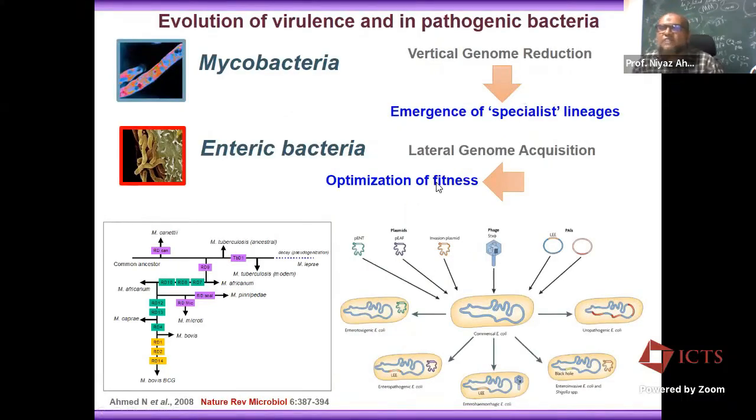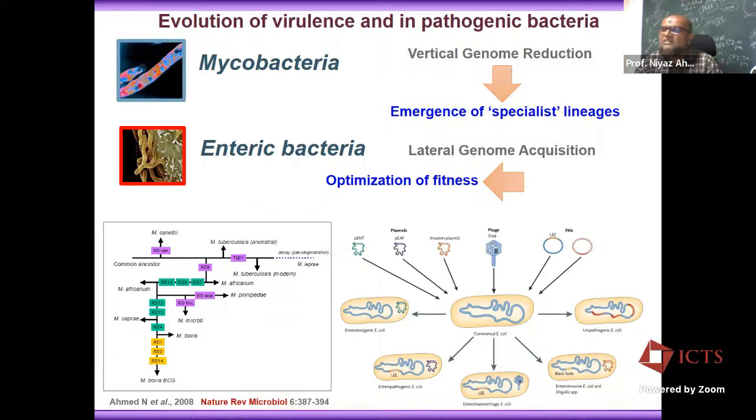So as you can see from here, the paradigm of the evolution of two different classes of pathogens. They are both bacterial pathogens, mycobacteria and enteric bacteria, as exemplified by the E. coli here. On one hand, mycobacteria evolve through shedding their genome. So genome miniaturization or minimalism of the genome is the predominant strategy that the mycobacteria adopt to evolve fitness advantage, or the emergence of specialist lineages, as we call them.